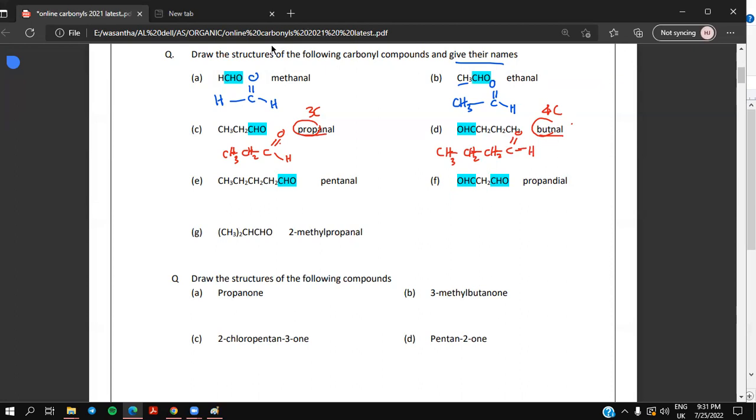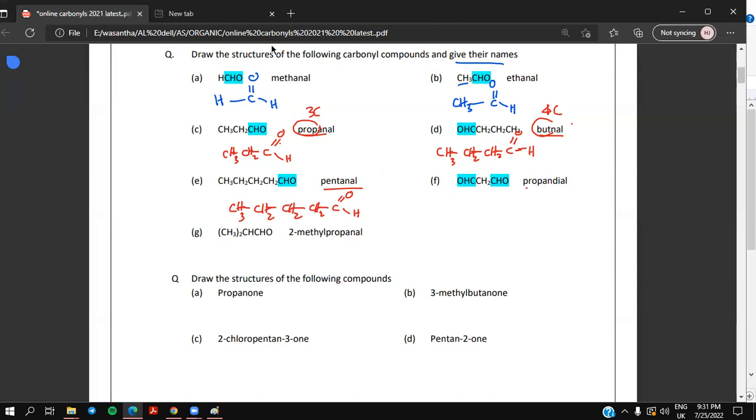And then pentanal. They are all aldehydes. 1, 2, 3, 4, 5. Double bond oxygen, hydrogen. This is CH3, CH2, CH2, CH2.